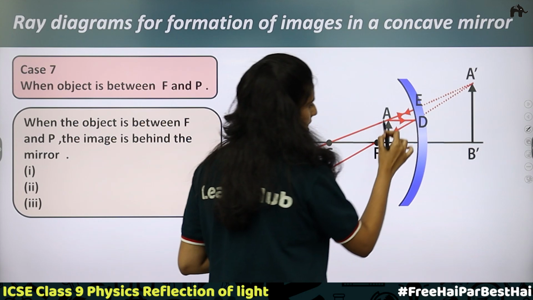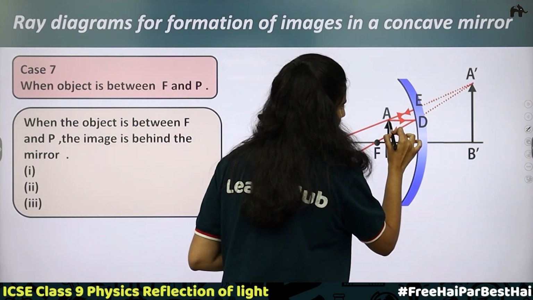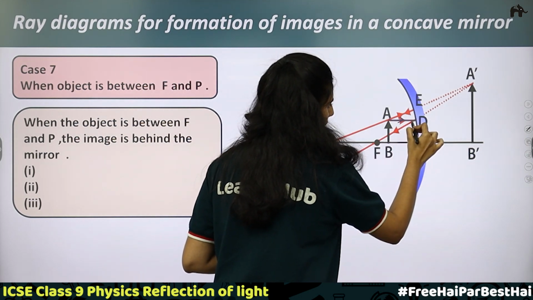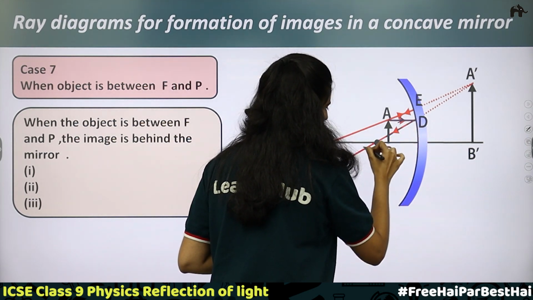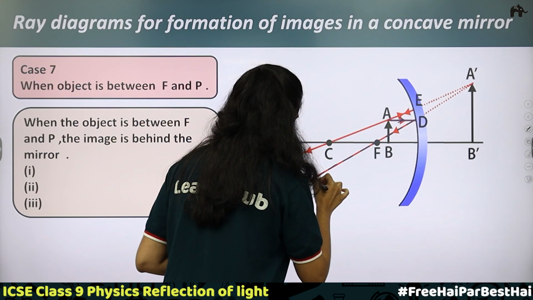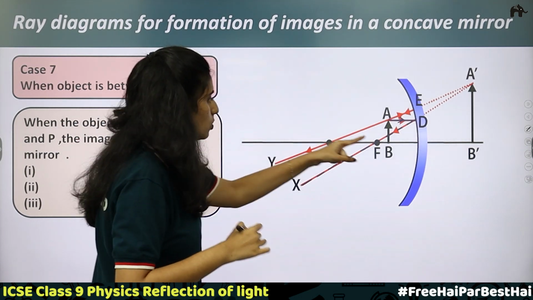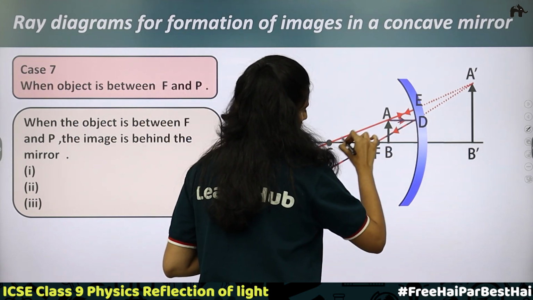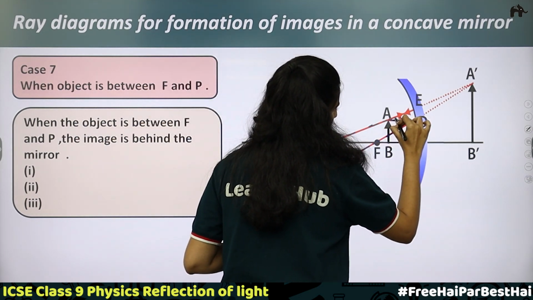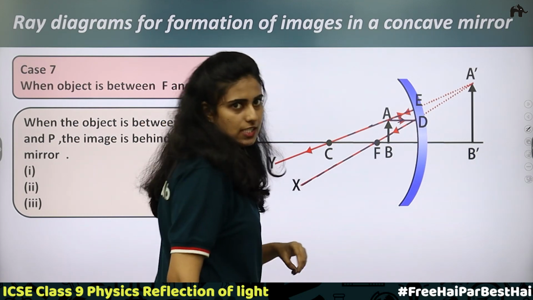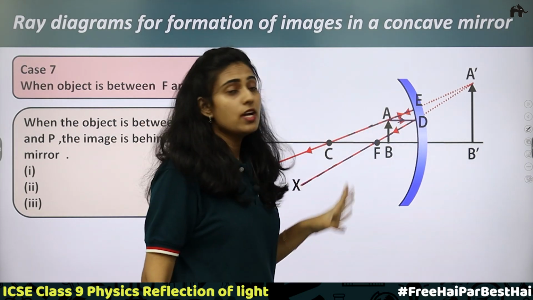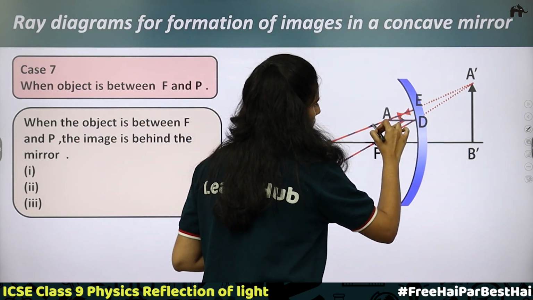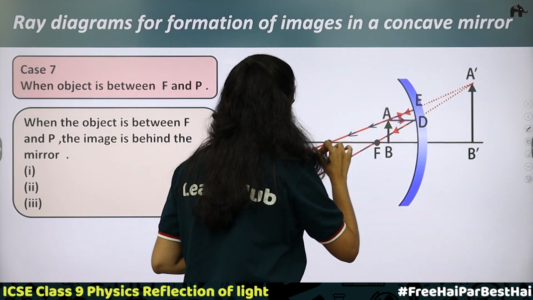So, here you can see AB is the object. First light ray which is parallel to the principal axis is incident at D and you can see the reflected ray, which is passing through the principal focus. Second light ray is appearing to come from the center of curvature. Reflected ray will also be towards the center of curvature.